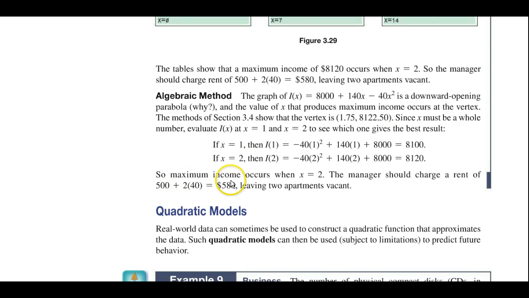So maximum income occurs when X is 2. That is, the manager could charge a rent of 2 of 40s, which would be 580. That would leave 2 apartments vacant.